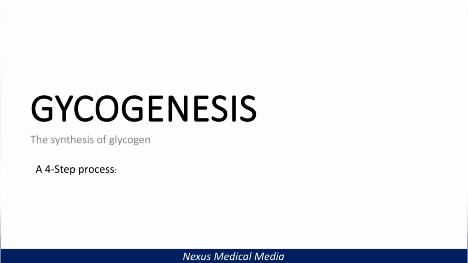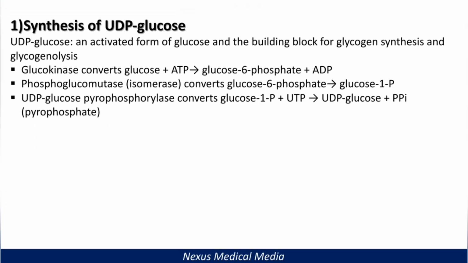The first thing is glycogen synthesis. How does this happen? This is a 4-step process. Step number 1 is the synthesis of UDP glucose. What is UDP glucose? This is an activated form of glucose and is the building block for glycogen synthesis and glycogenolysis.